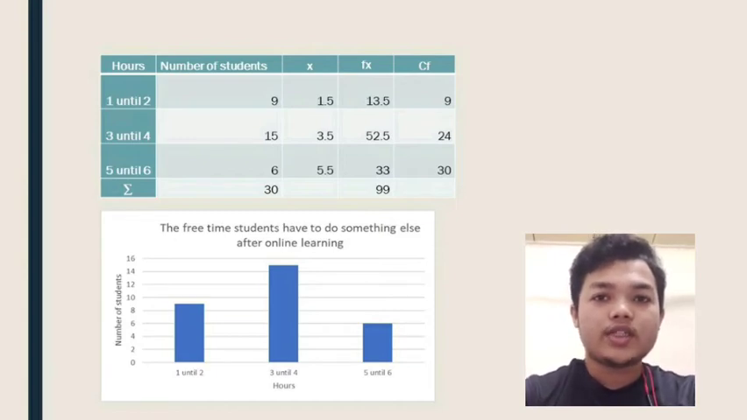Okay, based on the mean of the data that we have computed, for question 3, on average students have free time to do something else after online learning classes of about 3.3 hours each day. This shows that students do not have much time to do other activities like hanging out with friends, eating at a restaurant with family, and others. The shape of the distribution is symmetrical because mode equals median equals mean.